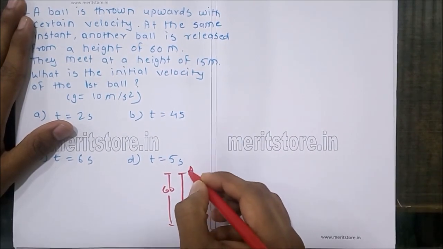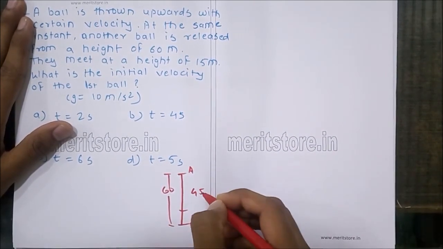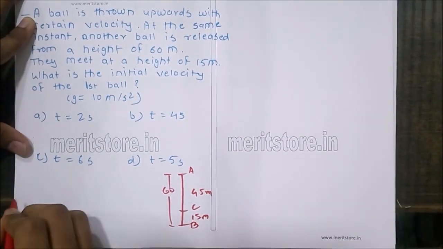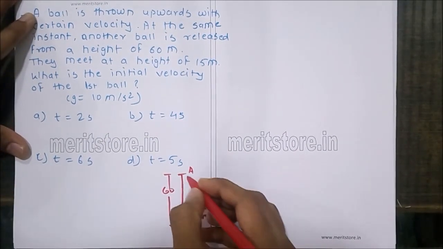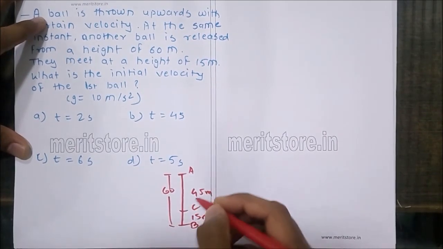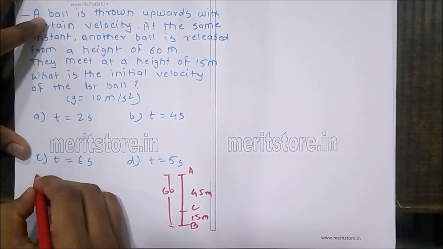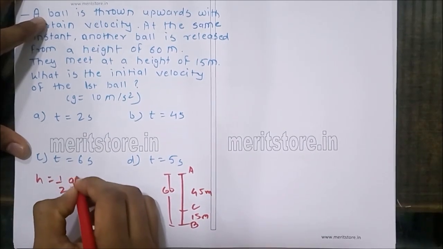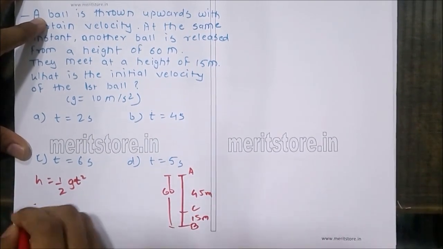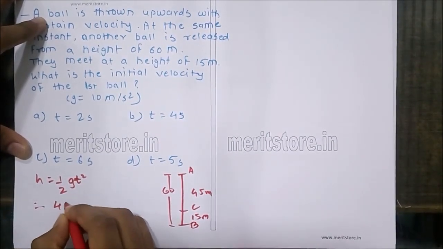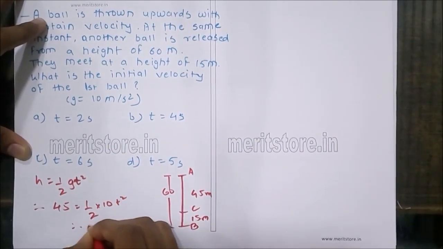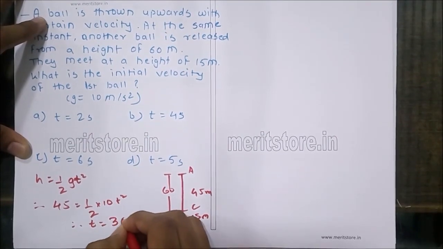So the freely falling ball has traveled a distance of 45 meters before reaching point C. Let the two balls meet at point C. So the distance traveled by the freely falling ball till point C is 45 meters. So h is equal to half g t square. Let's find out the time it takes to reach point C. So 45 equals half into 10 t square, so t is equal to 3 seconds.